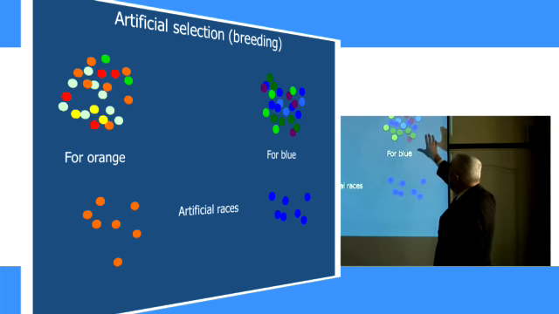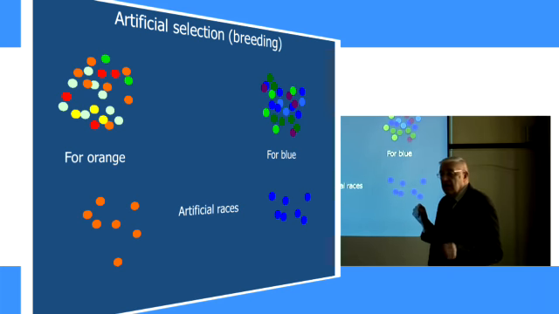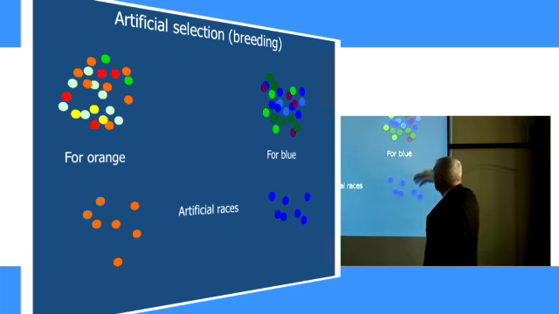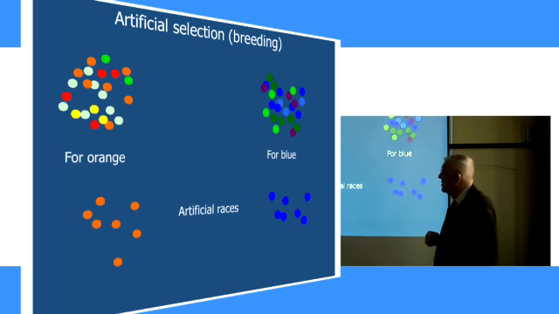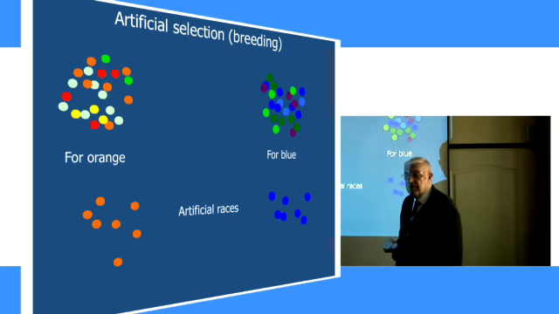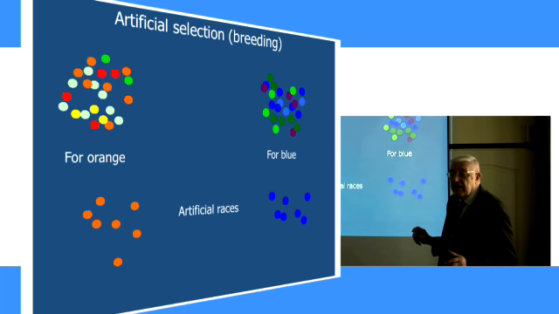So, when we find an isolated population, we can impose an artificial selection on a much more intensive scale than happens in nature. For example, we can select out only the blue individuals. Or in another breeding program, we can select out only the orange ones. And then suddenly, very quickly, we get very different races. Very, very different. Because the artificial selection has led to the creation of races.